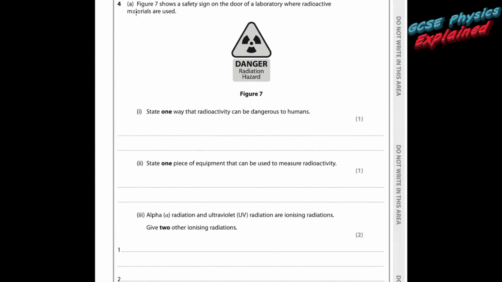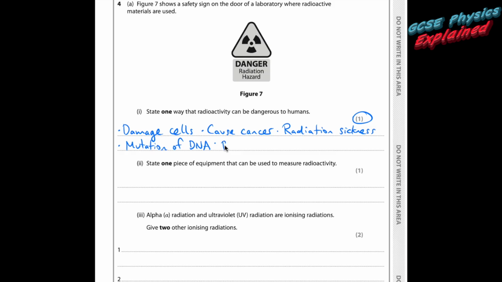Question 4, Part A. Figure 7 shows a safety sign on the door of a laboratory where radioactive materials are used. Part 1. State one way that radioactivity can be dangerous to humans. Right, they damage cells, cause cancer. That's the easiest way of getting a mark. I usually say both of those things just in case it's worth 2 marks next time. Other things you could say is radiation sickness or radiation poisoning, mutation of DNA, burn your skin.